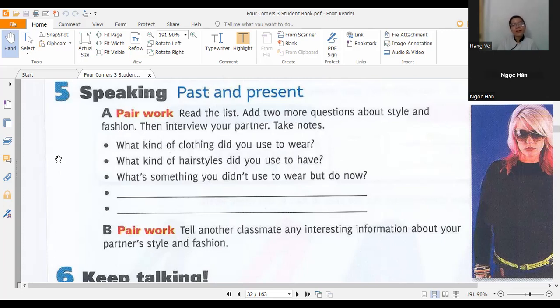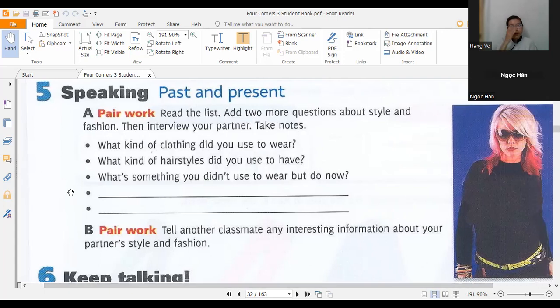Okay, nice. So what kind of clothing did you used to wear? I used to wear short skirts. When I grew up, I didn't like it, and I wear pants. In my school, they don't allow students to wear short skirts. So I must wear pants to go to school. Oh, okay, that makes sense.